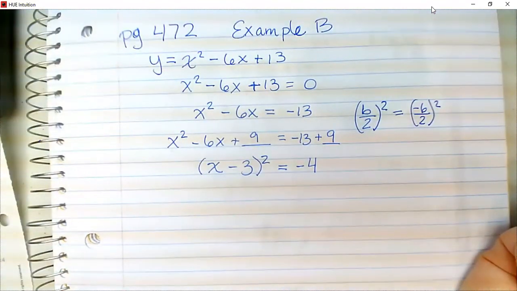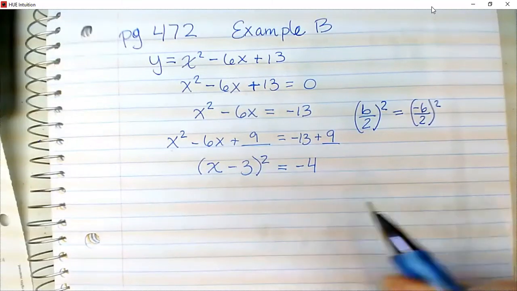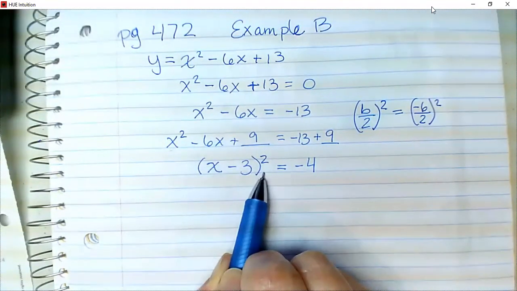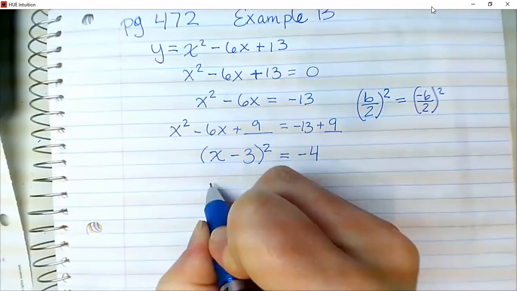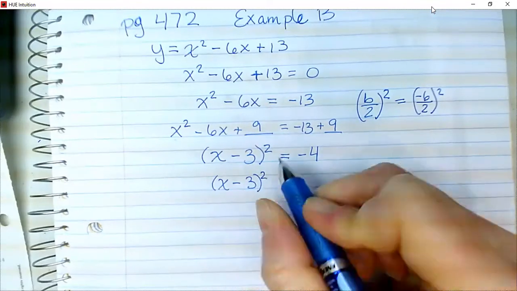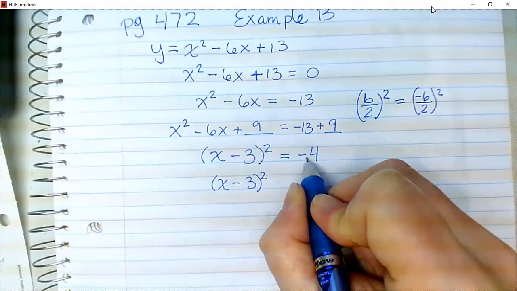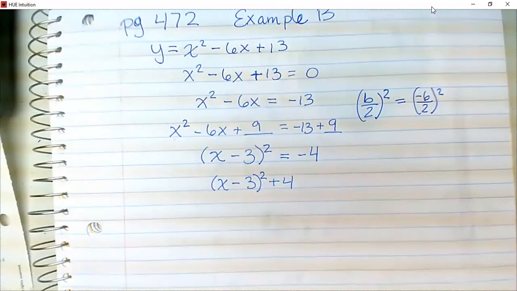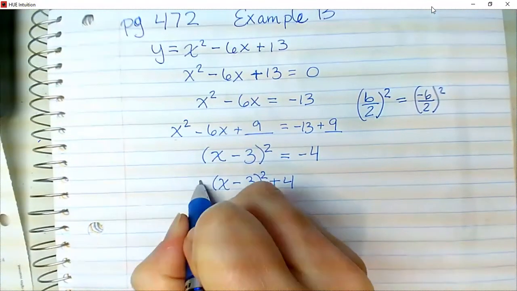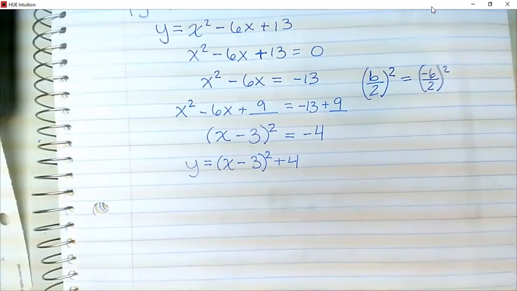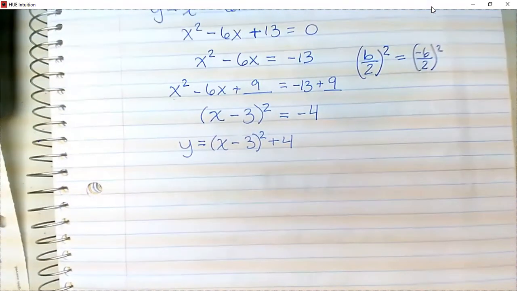Okay? Now to put this in vertex form, we're going to do a couple little things. First off, we're going to take the negative 4, we're going to move it back over here to be with our binomial squared. So I'm going to have x minus 3 squared. When I move this negative 4 over to the other side, it's going to become positive 4. Okay? And I'm actually just going to go ahead and put the equal sign and our y back in the front of our quadratic.